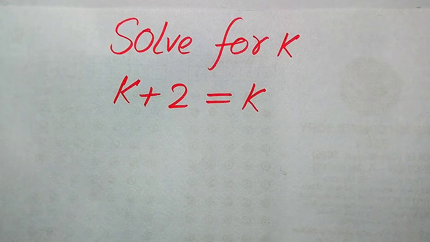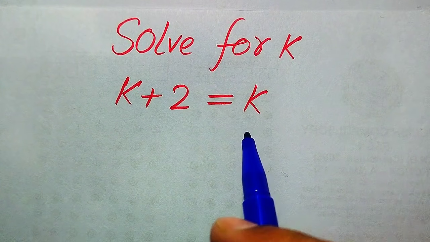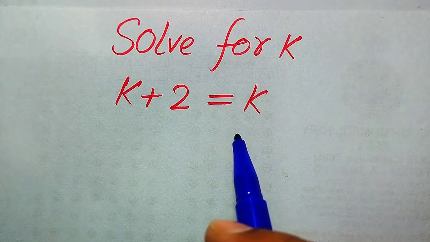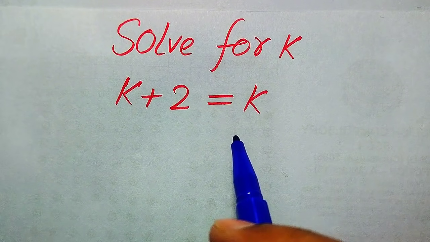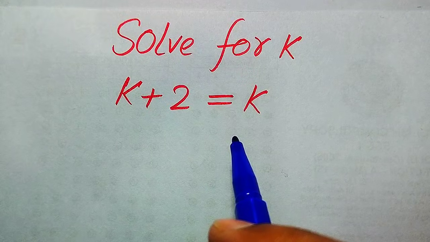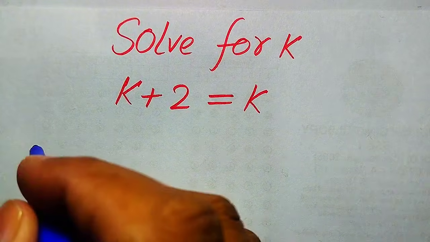This is a very nice math algebra problem. If we have √(k+2) = k, we solve this problem for all the values of k. Here we need to find all the roots of this equation, and at the end we will verify which of the roots are solutions and which of the roots are extraneous roots. Further, we solve this problem with two methods.